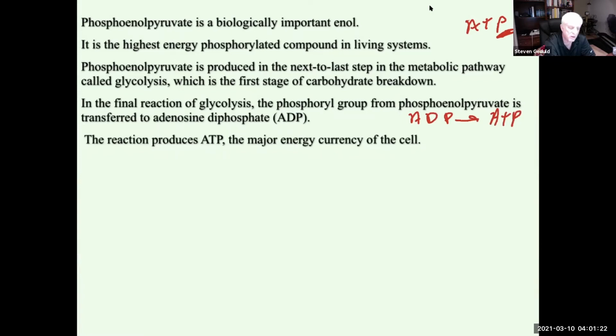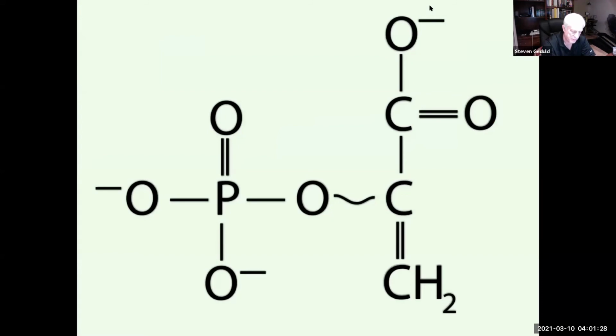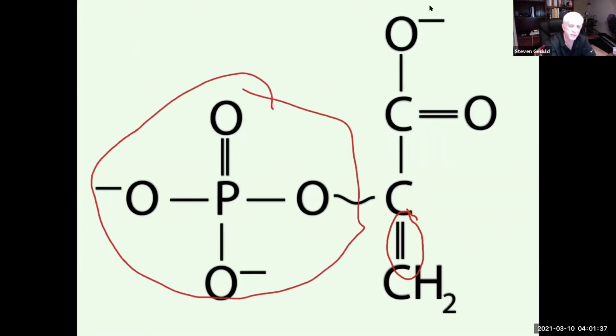So we're going to use an enol compound to do that. Phosphoenolpyruvate. Here's your enol compound, your double bonded carbon. And this is your phosphate group that adds to it. And that adds right to the carbon. You'll have 3 of those phosphate groups for ATP when you add to a diphosphate one.